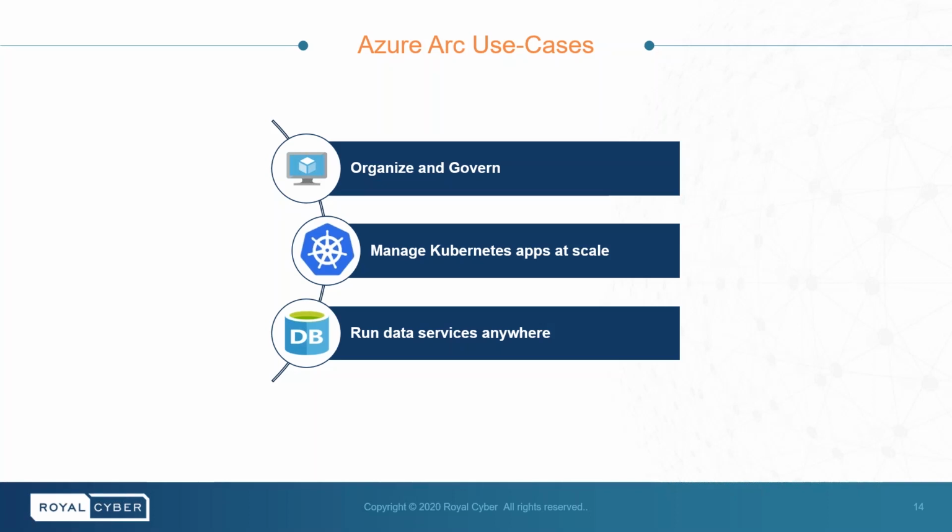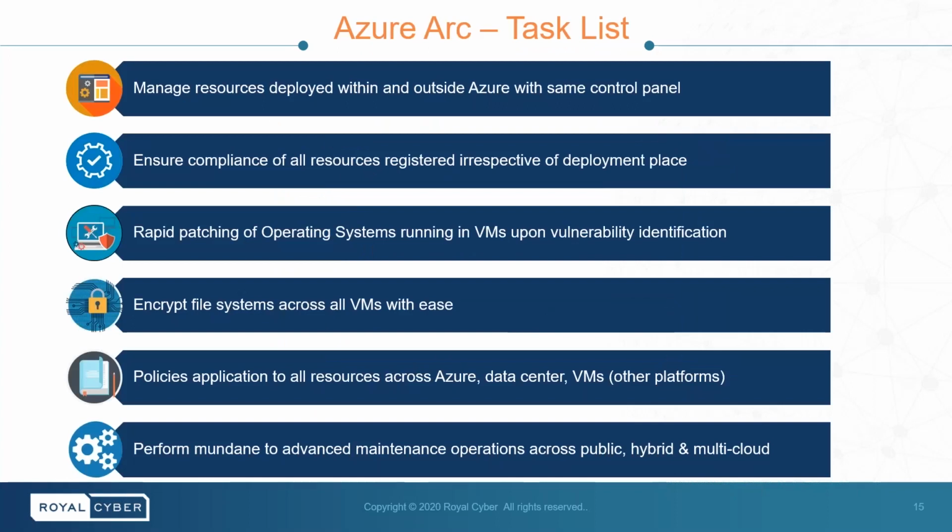That is what we will be doing, and the tasks that we will be performing as part of organizing and governing. So we'll focus more on the Azure Arc use cases. With Azure Arc, customers can manage resources deployed in Azure and outside of Azure through the same control panel. That is the single pane of glass that we were talking about, and it will ensure that enterprises can have Azure Security Center enforce compliance for everything registered with Arc, irrespective of where it is deployed.